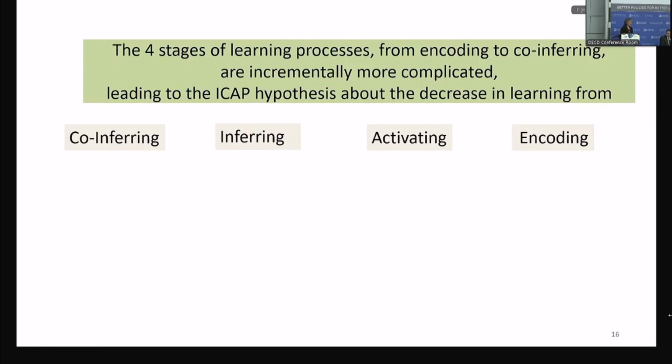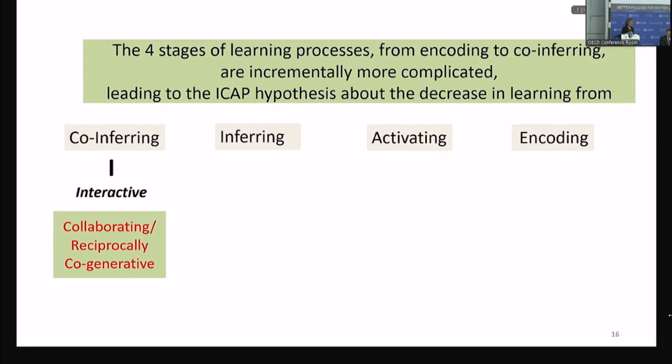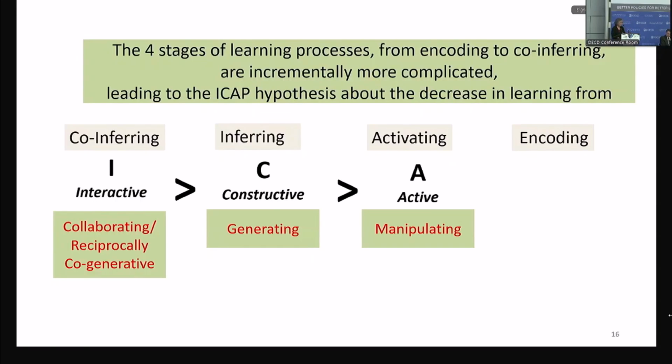Okay, the 4 stages of learning processes, from encoding to inferring, are incrementally more complicated, and therefore lead to the ICAP hypothesis about the decrease in learning from the interactive mode to the inferring mode to the activating mode to the encoding mode. Okay, we call this the ICAP, and it's the ICAP hypothesis.